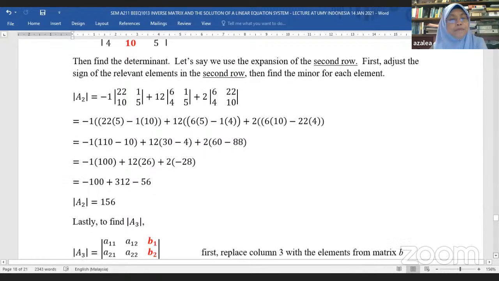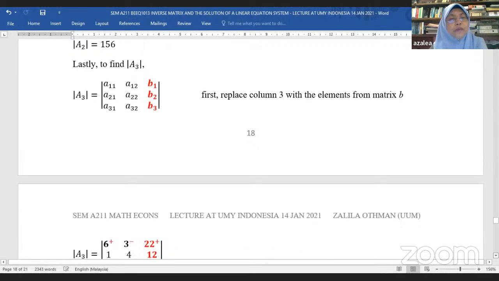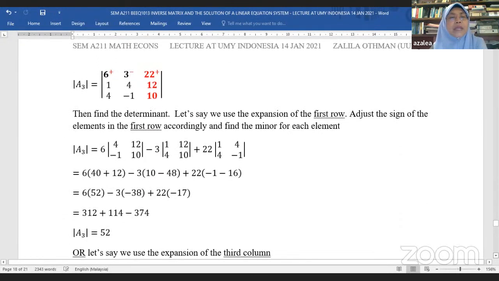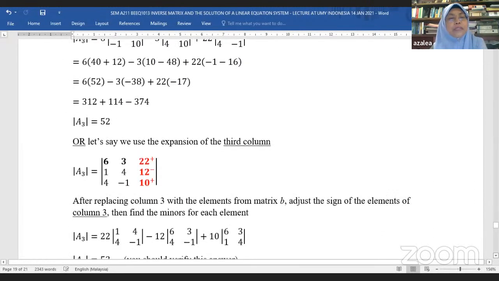Lastly, you find A3 using the same process. You replace column 3 with the vector of constants, and then let's say I expand by the first row, so the signs will be plus, minus, plus. So just put plus 6, minus 3, and plus 22, each times their minors. So you get the sum to be 52. This one, let's say we use the expansion of the third column when we calculate the determinant of A3.